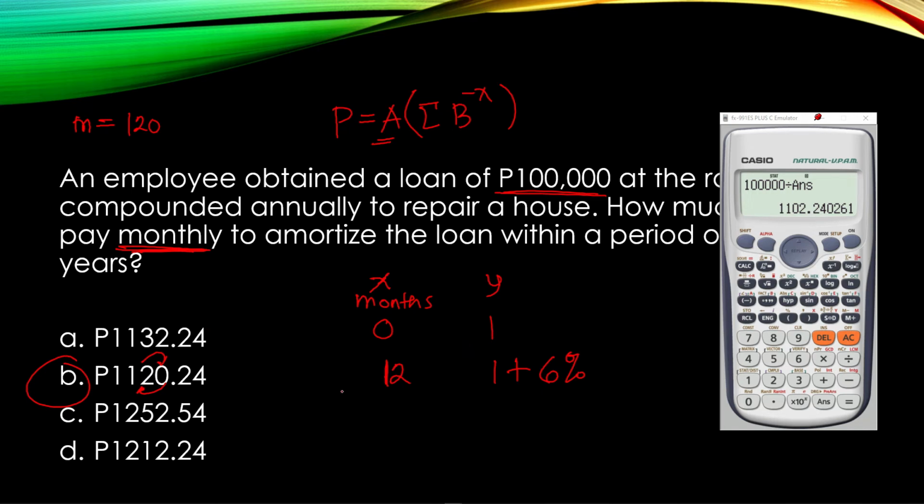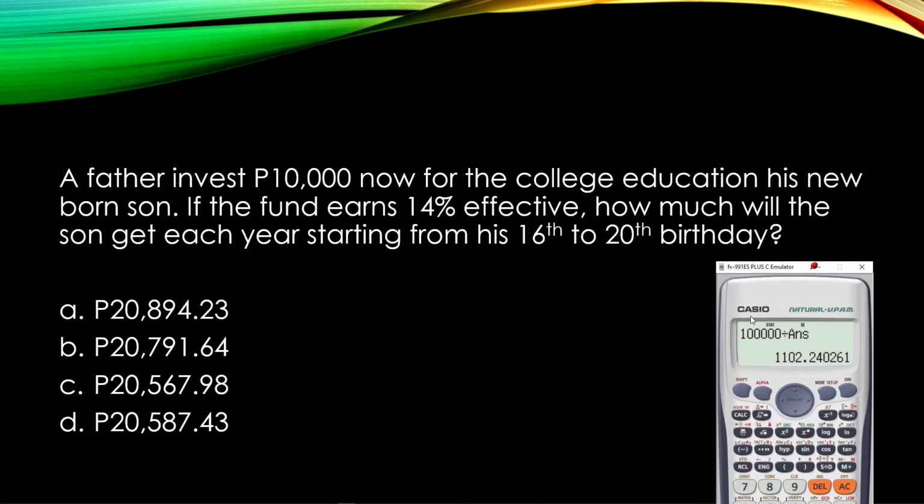Okay? Let's try another example. Okay. So, excuse me po. We have, a father invests 10,000 now for the college education of his newborn son. Okay, nag-invest na yung papa niya ng 10,000. If the fund earns 14% effective, so this is effective rate. You have to take note of that one. How much will the son get each year starting from his 16th birthday to 20th birthday?